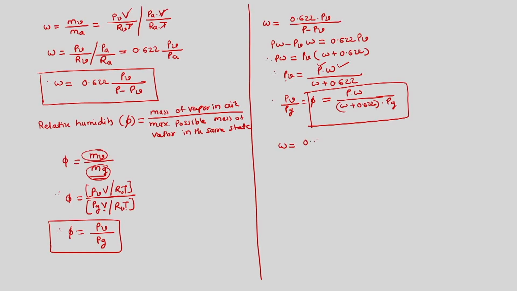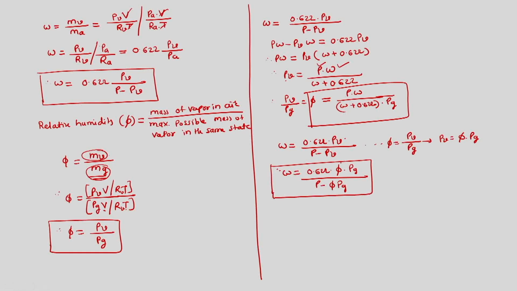We know omega is equal to 0.622 PV upon P minus PV. We know that phi is equal to PV upon PG. So PV is equal to phi into PG. So omega is equal to 0.622 into phi into PG divided by P minus phi PG. So this is also an expression for omega if we know partial pressure of saturated vapor and also relative humidity.